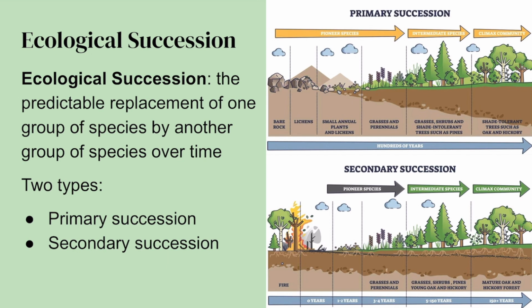Ecological succession is the predictable replacement of one group of species by another group of species over time. So we're really thinking about the process by which an ecological community changes over time. This can happen over weeks to centuries, depending on what that community is starting out with. There's two types of ecological succession that we're going to look at: primary succession and secondary succession.